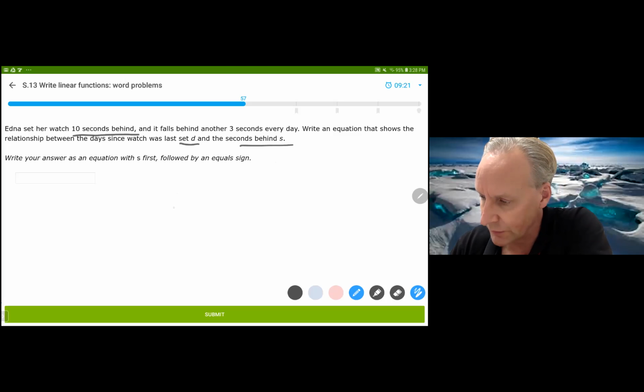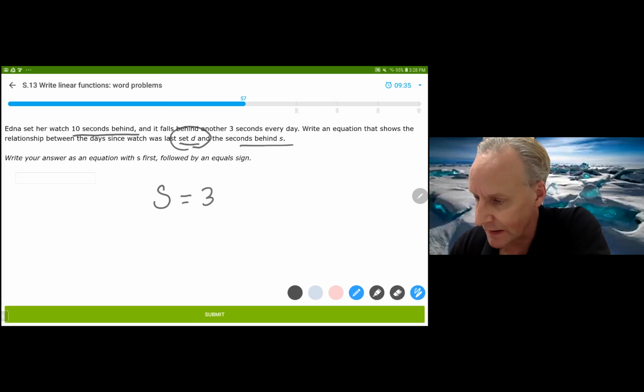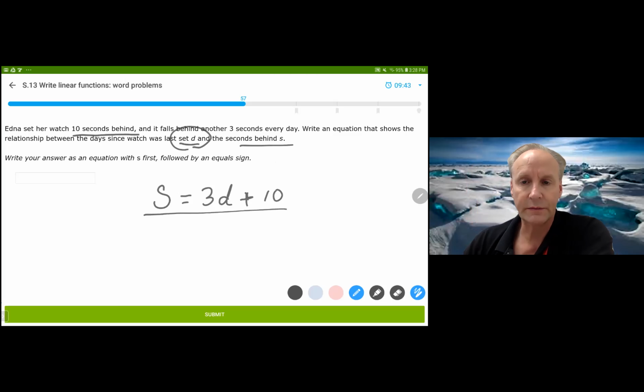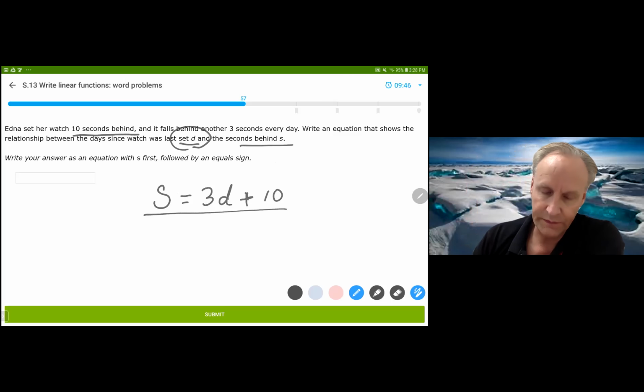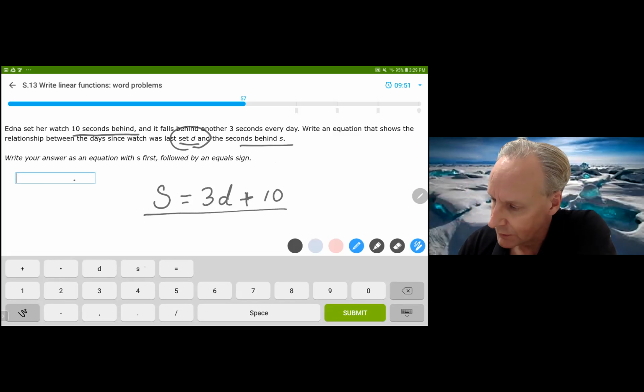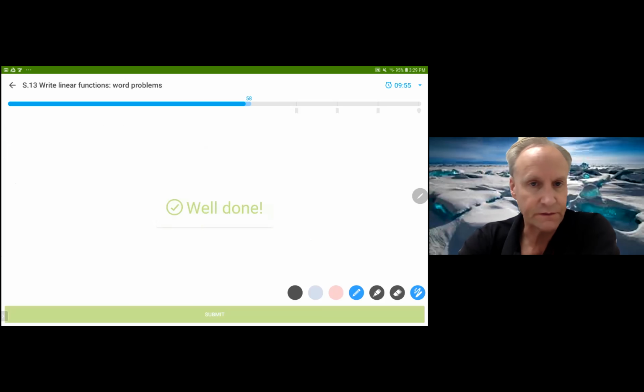So D is the number of days. And it says we want S is the number of seconds her watch is going to be behind. And it's going to fall 3 seconds behind every day plus the original 10 seconds she set it behind on purpose. Now, this is actually going to be a negative number, but we're thinking of it in terms of how far behind it is. That's the answer they're looking for.